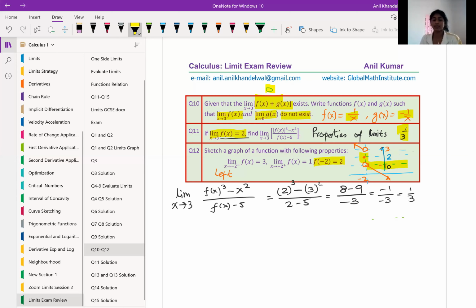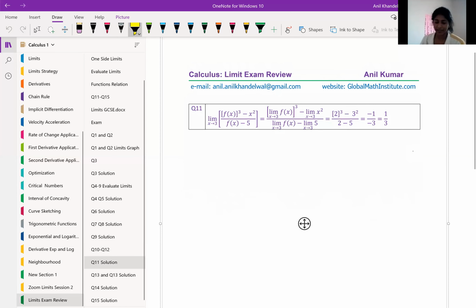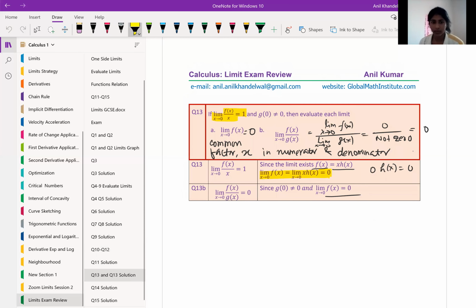Okay, next question. Here's the solution of the previous one. Now the next question is question number 13, right? Yes, explain to me, how did you do question number 13?